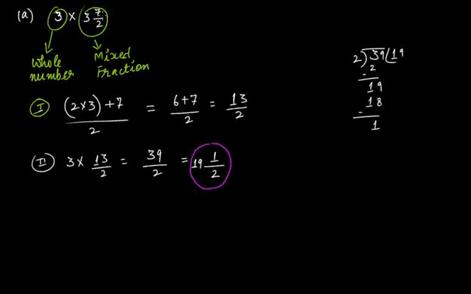So the first step will always be to change this mixed fraction into an improper fraction, and then multiply that improper fraction with the whole number, and then again you can change it into a mixed fraction.